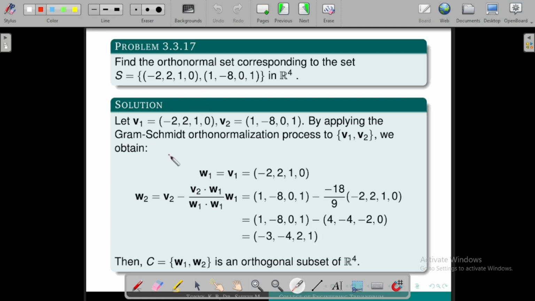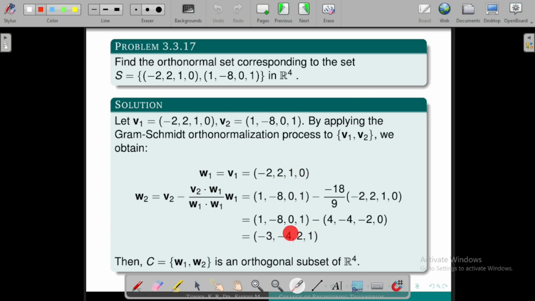So you just apply the orthonormalization process and the result becomes span of the given set equal to span of the resulting set. Here v1 is equal to (-2, 2, 1, 0) and v2 equal to (1, -8, 0, 1). By the formula, W1 equals V1 itself and W2 is V2 minus (V2 dot W1 by W1 dot W1) into W1. So we'll get the answer as (-3, -4, 2, 1). So the result is that the span of the set {(-2, 2, 1, 0), (1, -8, 0, 1)} becomes equal to the span of the set {(-2, 2, 1, 0), (-3, -4, 2, 1)}.